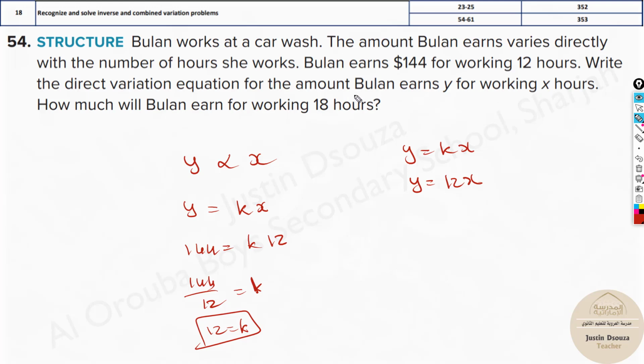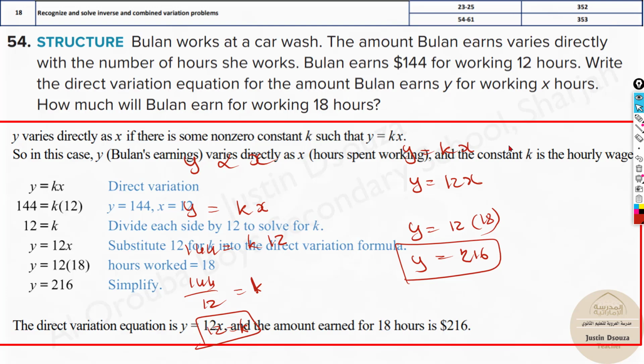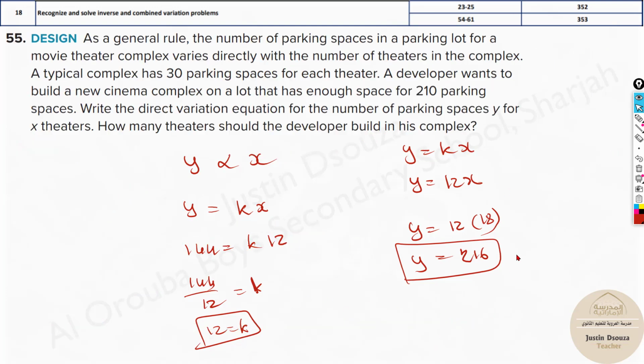Now we will just substitute 18 hours and solve it. 12, the k value, multiplied by 18 hours of work. So 18 times 12: 180 plus 36, it will be 216. So it is $216 that will be earned after working for 18 hours. That's how we write it: write this equation and the amount of money she earns as well.